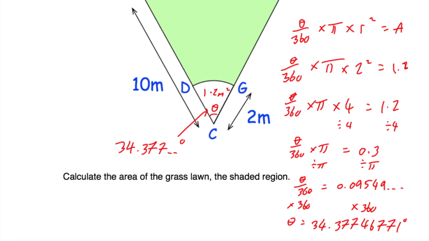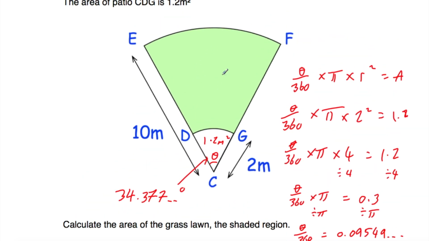Okay, now the question we've been asked is to find the area of this green region here, the area of the grass lawn. So we know the area of this sector is 1.2. If we can find the area of the whole sector, CEF, we could take away 1.2 and that'll tell us the area of this shaded region here. Okay, so let's find the area of this sector CEF. The formula for the area of the sector would be beta over 360 multiplied by pi multiplied by the radius squared.